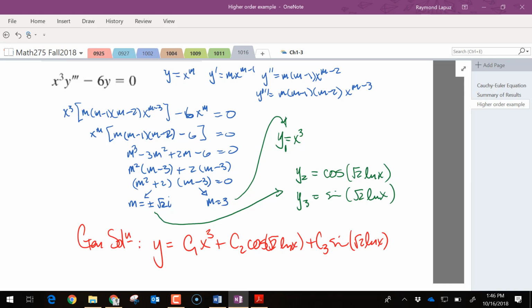So if you have more of them, you just count your solutions, and then whenever you have a pair of complex numbers, they become sine and cosine. Whenever you have a repeated root, which we still hadn't come up with in any of these examples, you would just repeat it and multiply it with an ln x, and that's it. It's all good in the hood. Yeah, instead of throwing an x in there like we did before, you just throw an ln x for the Cauchy-Euler equations. All right.